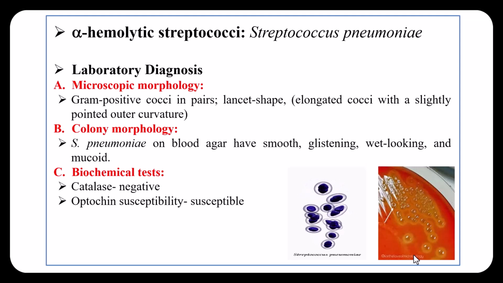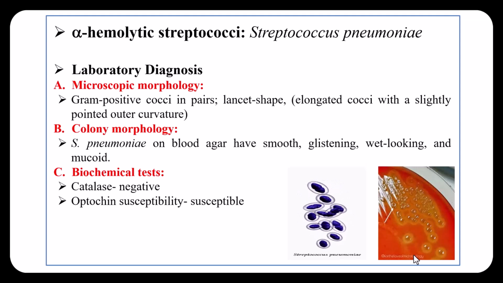Streptococcus pneumoniae appears under the microscope as gram-positive bacteria arranged in lancet-shaped diplococci. As I mentioned in the general characteristics, streptococci may arrange in chains or diplococci, because some species like Streptococcus pneumoniae are arranged as lancet-shaped diplococci under the microscope.